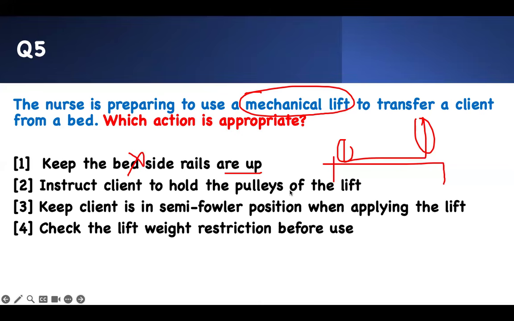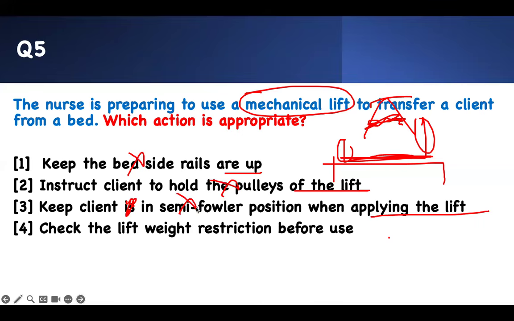Instruct client to hold the pulleys of the lift. If the lift is here, you tell them to hold it? Their hands can get caught up. They're supposed to fold their hands over their chest to decrease their center of gravity. So this is wrong. Keep client in semi-Fowler position when applying the lift. They have to be supine. Supine position is the best way.